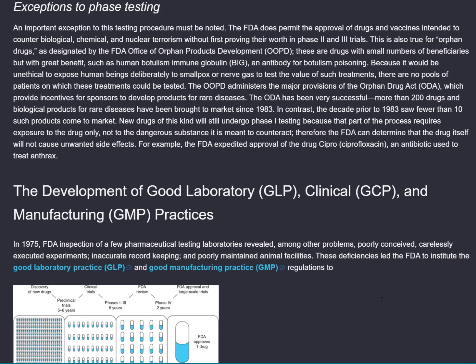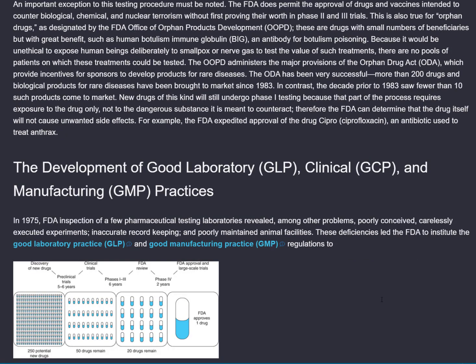Exceptions to phase testing. An important exception to this testing procedure must be noted. The FDA does permit the approval of drugs and vaccines intended to counter biological, chemical, and nuclear terrorism without first proving their worth in phase II and III trials. This is also true for orphan drugs, as designated by the FDA Office of Orphan Products Development, OOPD. These are drugs with small numbers of beneficiaries but with great benefit, such as human botulism immune globulin, BIG, an antibody for botulism poisoning. Because it would be unethical to expose human beings deliberately to smallpox or nerve gas to test the value of such treatments, there are no pools of patients on which these treatments could be tested.